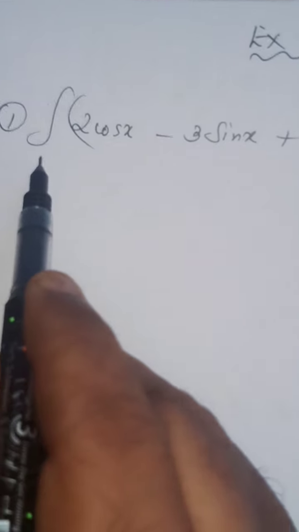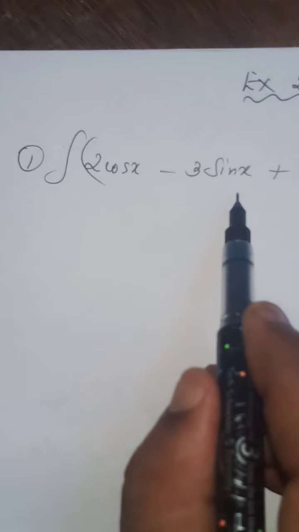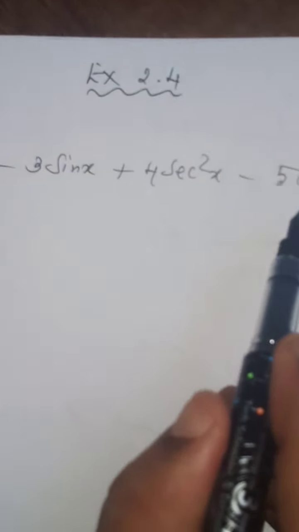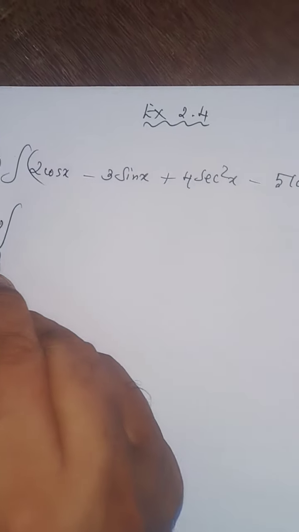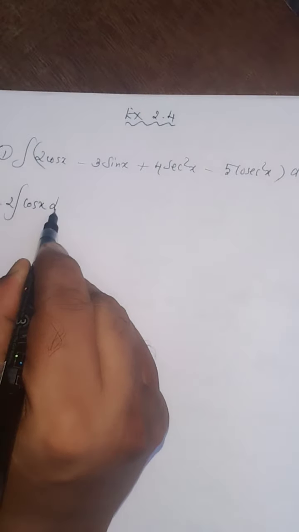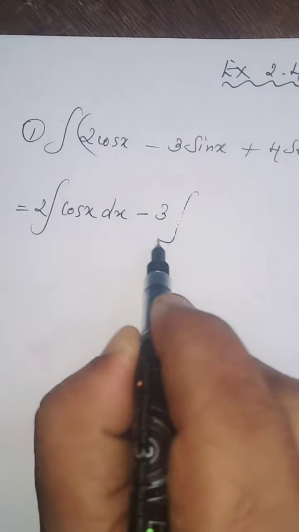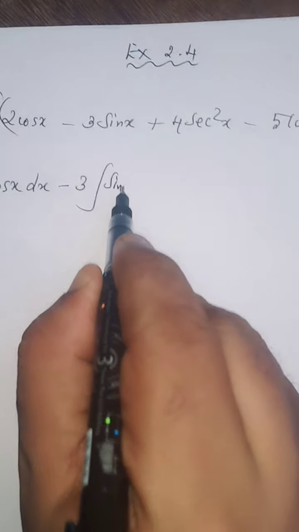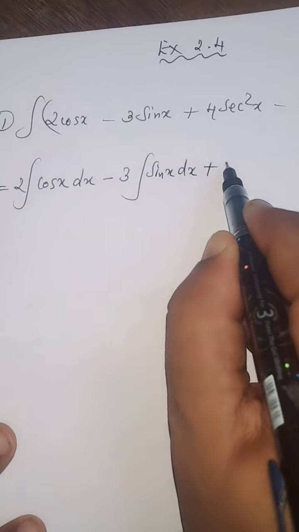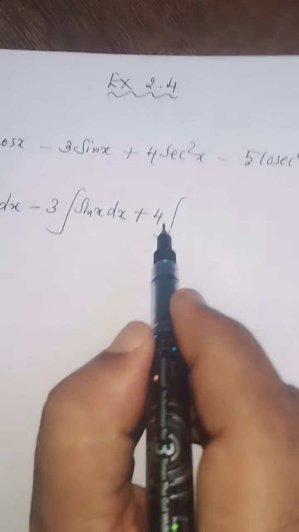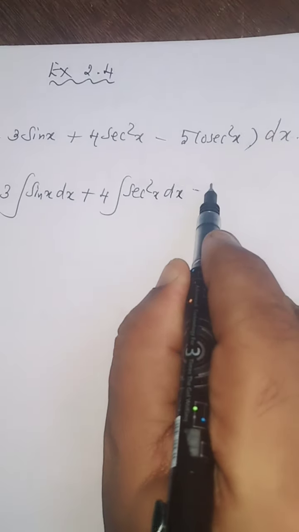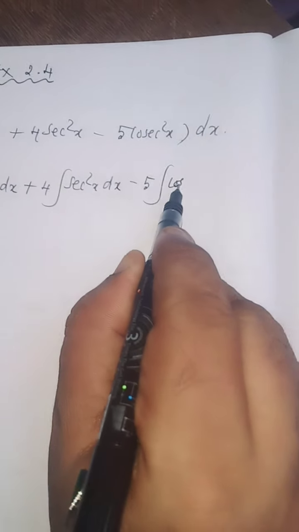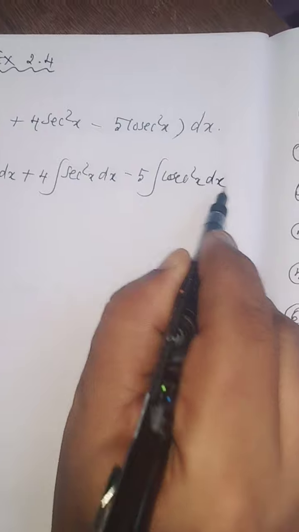That's problem number 1. Integral of 2 cos x minus 3 sin x plus 4 secant square x minus 5 cosecant square x dx. It can be separated as 2 into integral cos x dx minus 3 into integral sin x dx plus 4 into integral secant square x dx minus 5 into integral cosecant square x dx.